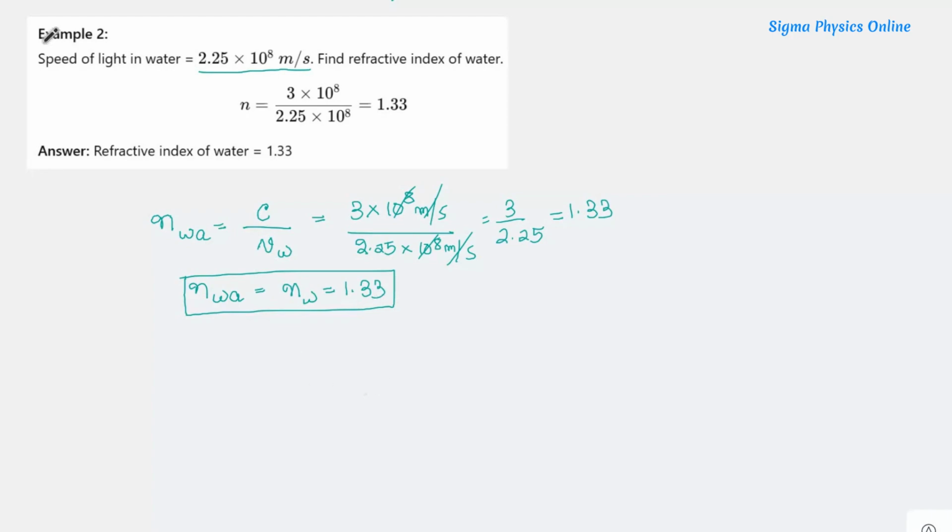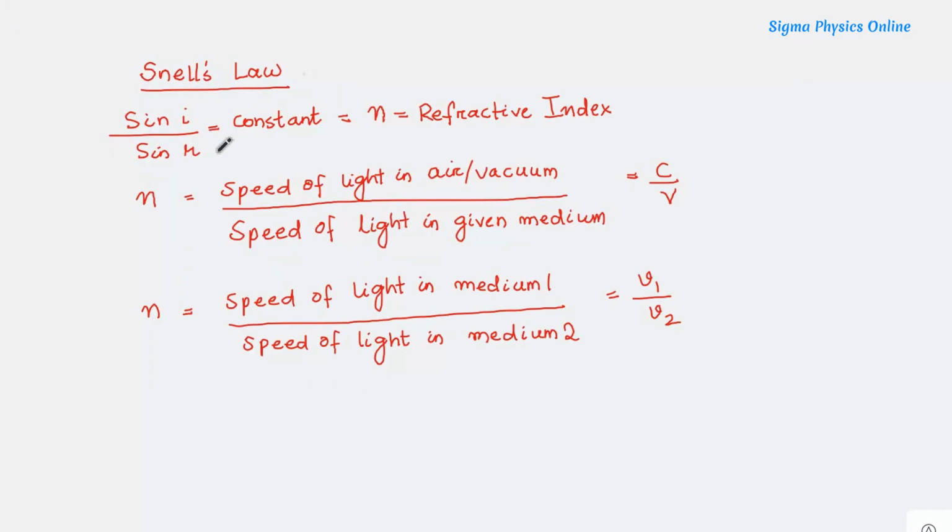So now let's summarize what we have learned. Today we have read about Snell's law, which states that the sine of the angle of incidence divided by the sine of the angle of refraction is a constant, known as the refractive index of that medium. The refractive index of a medium can also be found if we know the speed of light in the given medium. By the formula, refractive index is the speed of light in air or vacuum divided by the speed of light in the given medium, that is c by v. This formula is applicable when light is traveling from air or vacuum to a given medium.